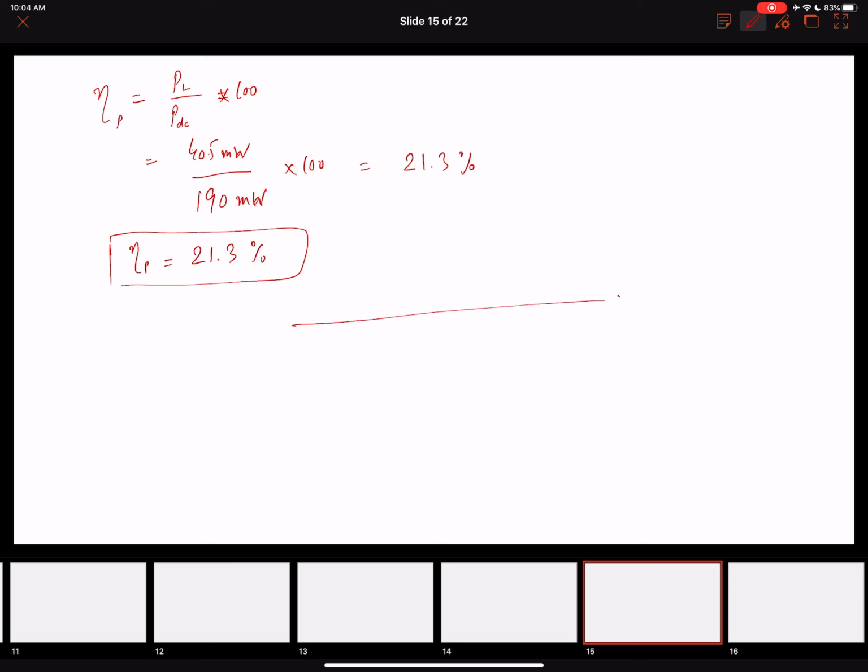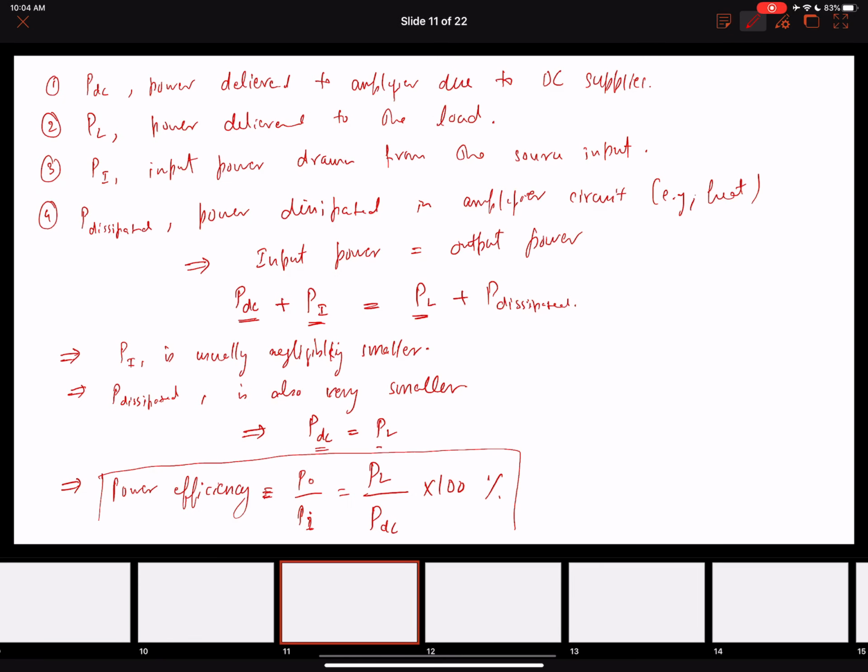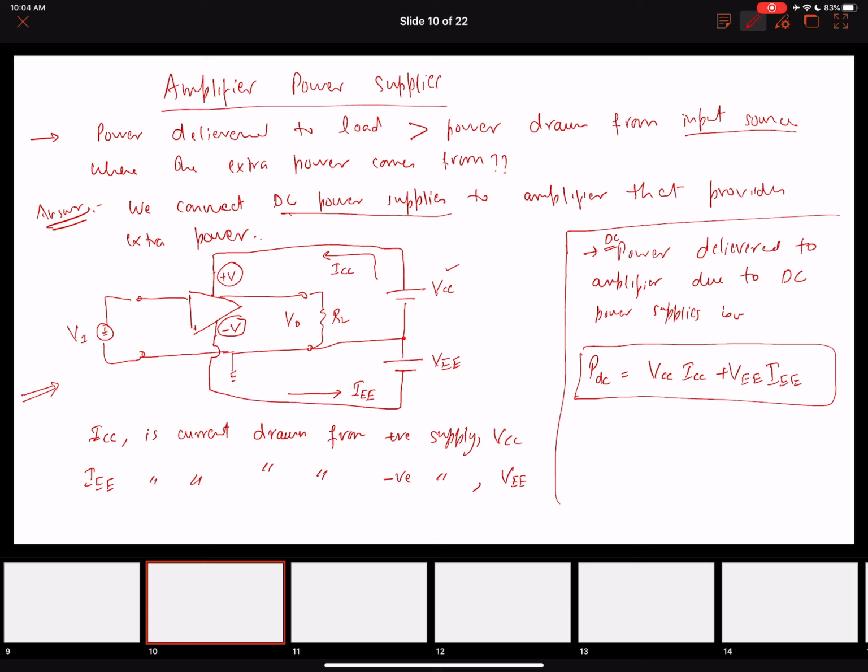Okay, so this is the end of today's lecture. What we discussed in today's lecture is we started with this basic concept that when our amplifier is amplifying the signal, meaning that it is supplying more power to the load than what is being drawn from the source, where does that extra power come from? We use these external DC power supplies to make that happen.